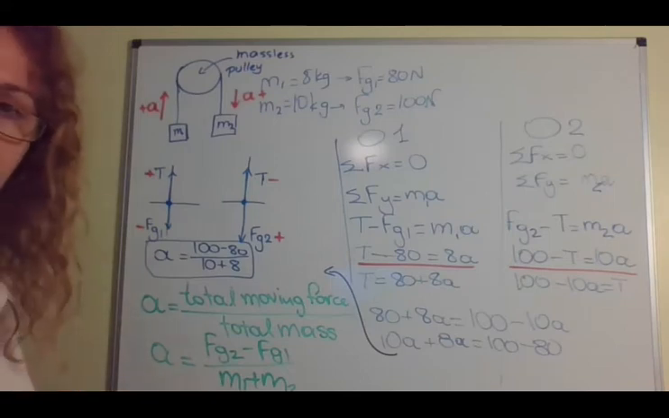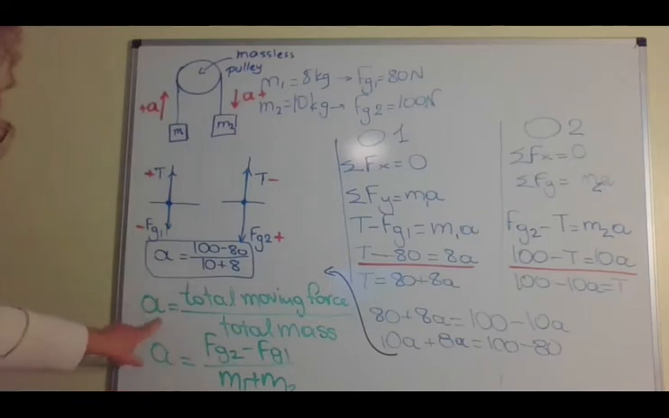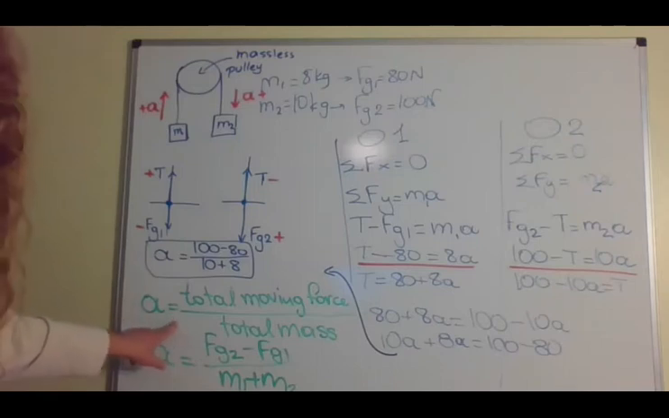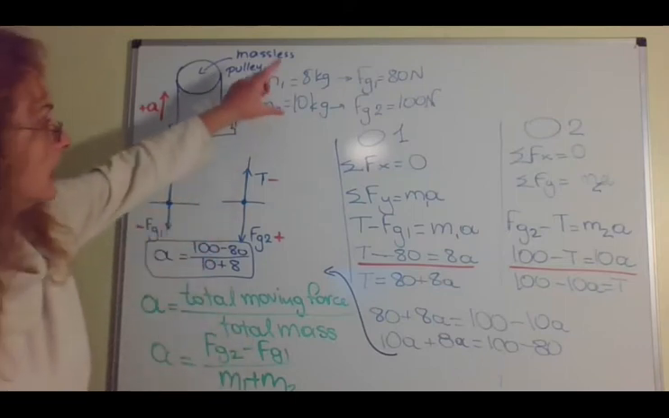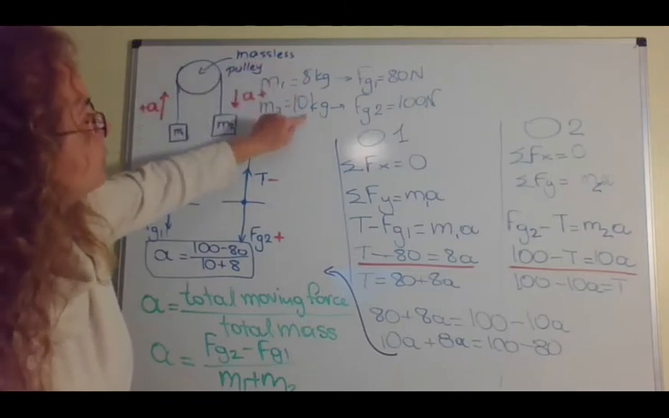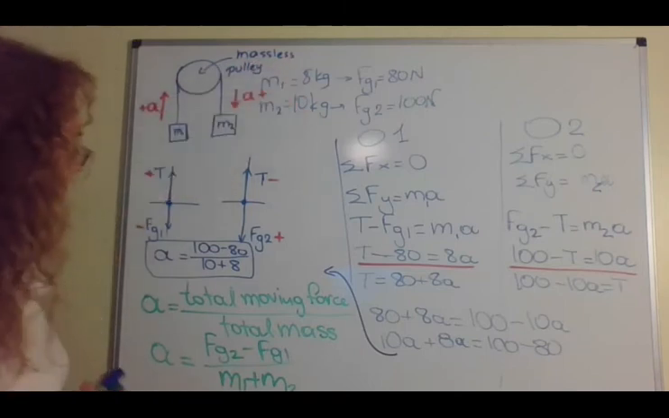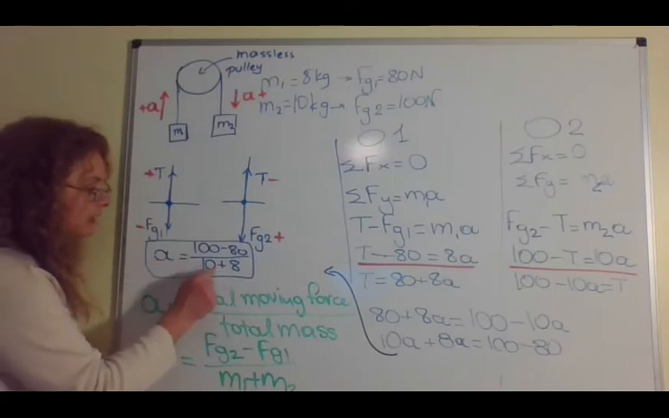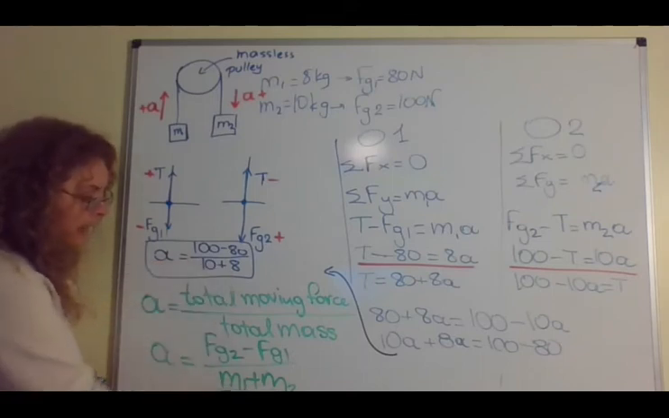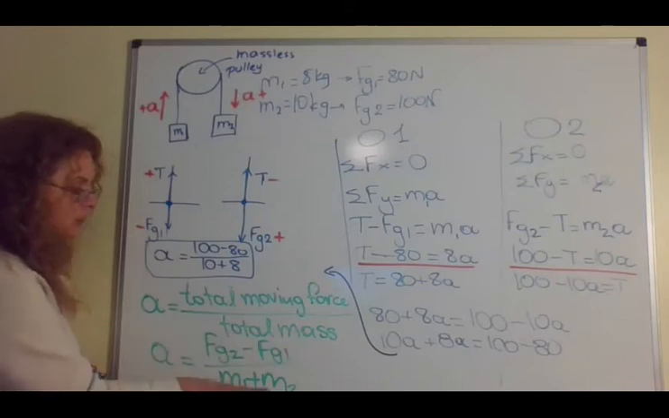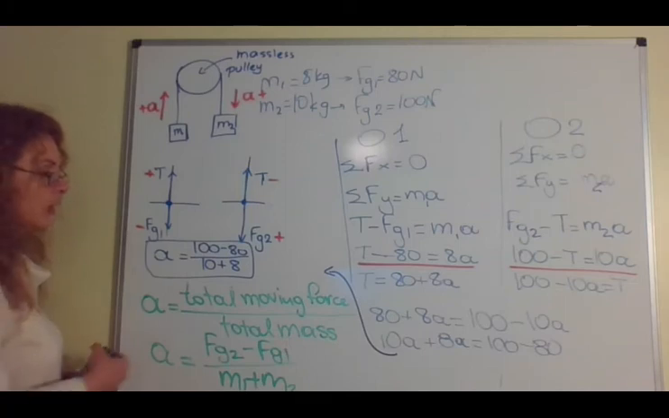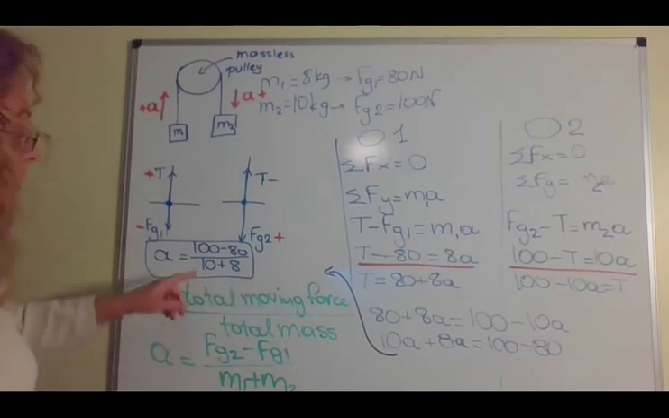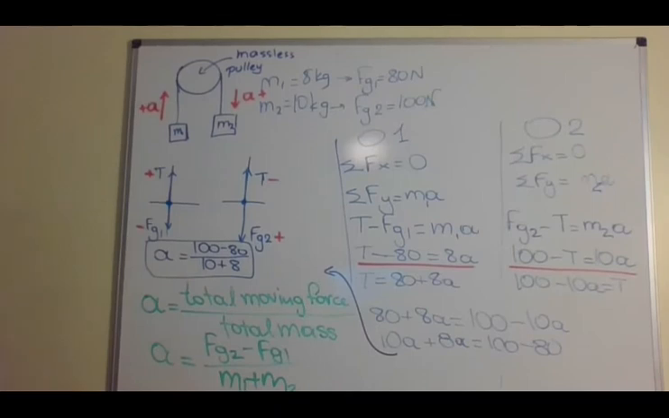The easiest way to find the acceleration is by using this formula that says that the acceleration will be found by the total moving force over the total mass. Apparently, the total mass is the sum of the two masses, 10 and 8. And this is what I actually have here, 10 plus 8. So I do have what I need here, the total mass. This is what I need to have in the denominator. Now, what about the numerator? So what is the total moving force? Total moving force in the numerator.